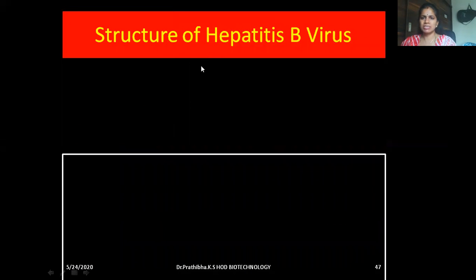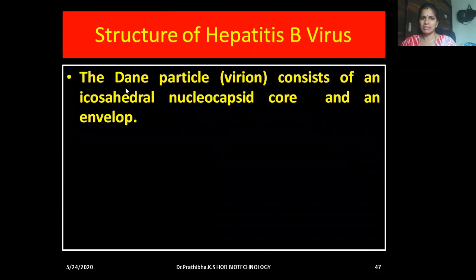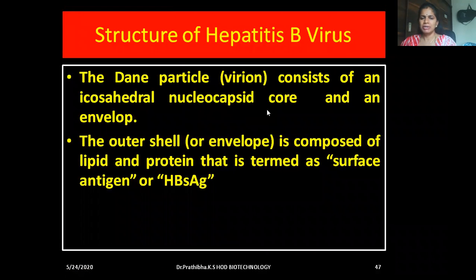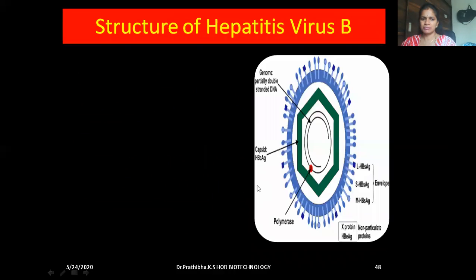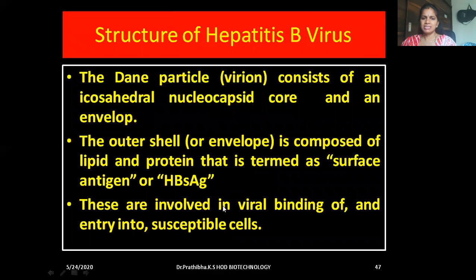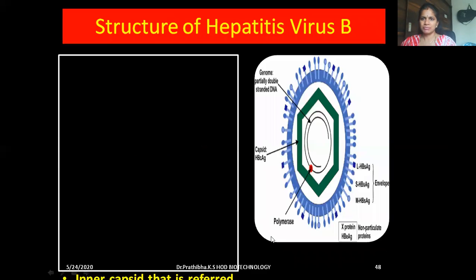Now let us go to the structure of hepatitis B virus. The Dane particle virion consists of an icosahedral nucleocapsid core and an envelope. The outer shell or envelope is composed of lipid and protein that is termed surface antigen or HBs antigens. These are involved in viral binding of and entry into susceptible cells.